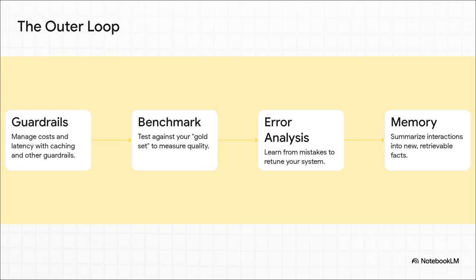And finally, great systems learn, right? They don't just stand still. That's what the outer loop is for. You create what's called a gold set, basically a collection of perfect question and answer pairs, and you're constantly benchmarking your system against it. When you find mistakes, you do error analysis to figure out why. All of this feeds into the system's memory, letting it improve itself over time.